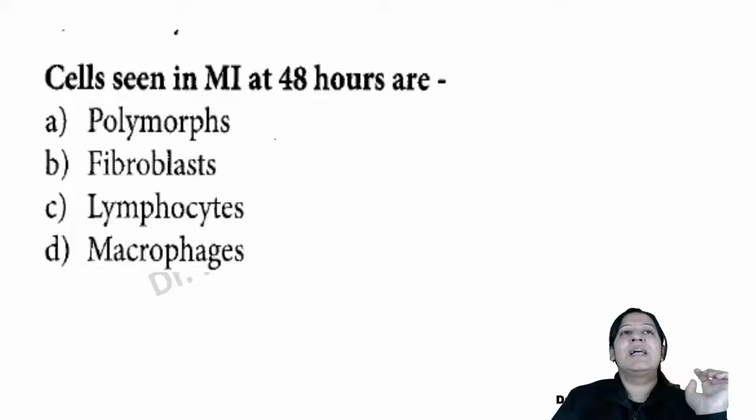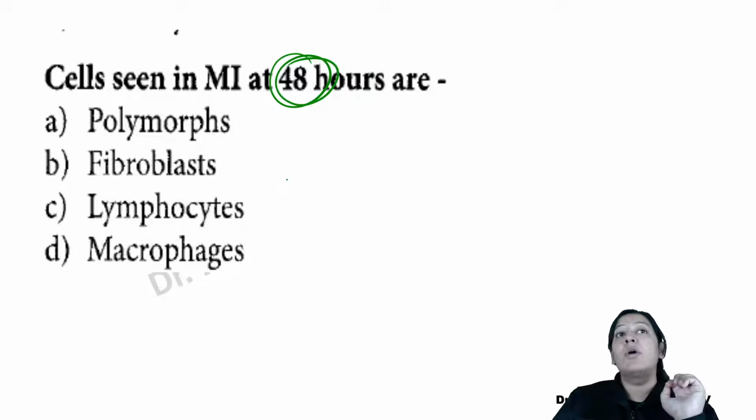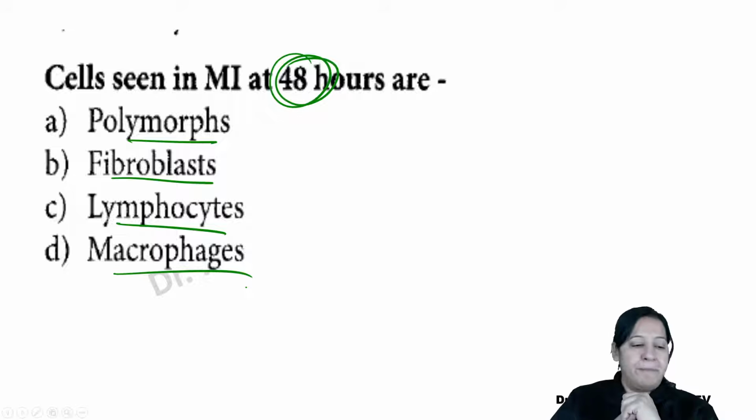The next question, the cells seen at 48 hours. 48 hours means 2 days. 2 days पे एक ही सेल होते हैं. कौन से सेल होते हैं? Polymorph, fibroblast, lymphocyte और macrophage. Which cell will come at 48 hours?